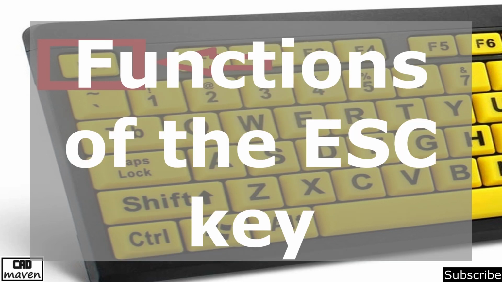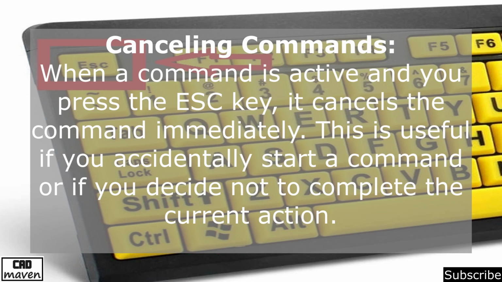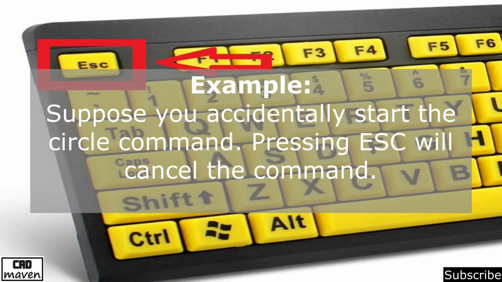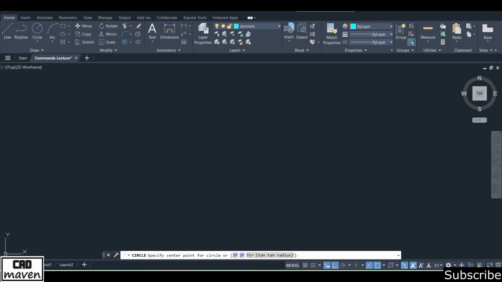Functions of the ESC key. Canceling commands. When a command is active and you press the ESC key, it cancels the command immediately. This is useful if you accidentally start a command or if you decide not to complete the current action. Example: suppose you accidentally start the circle command. Pressing ESC will cancel the command.